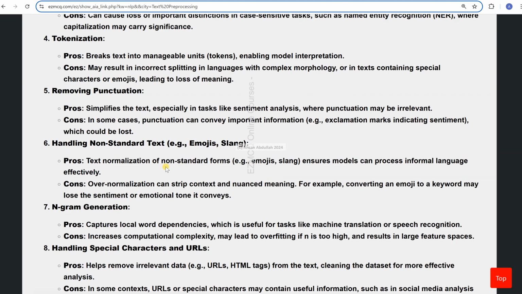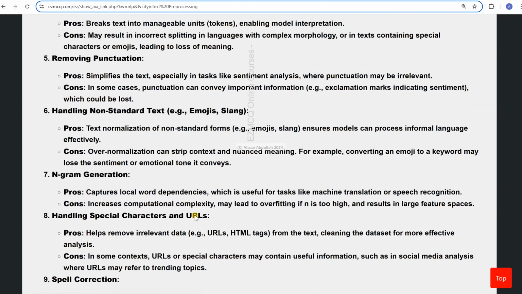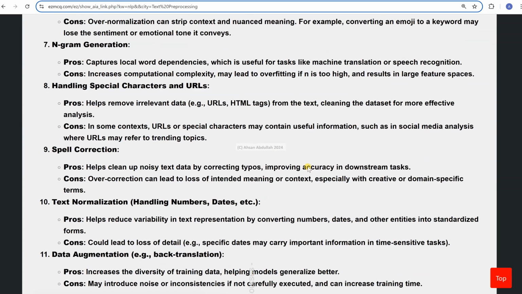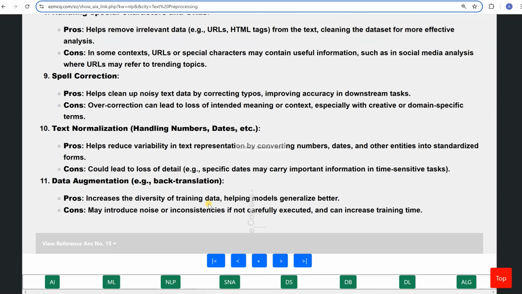Removing punctuation, apostrophes, exclamation marks and so on, which describe the sentiment, you remove them and you don't gain much other than normalization or standardization. And then text normalization of non-standard forms. Of course, it ensures formal language effectively, but the context is gone. The emotional impact is gone, along with the n-grams, HTML and URLs and all those things. Spell correction, of course, improves accuracy in downstream tasks, but overcorrection can lead to loss of intended meaning or context. And handling numbers and dates. So there is a lot to be learned and a lot to be looked into carefully. Let's move on to the next set of Q&As.